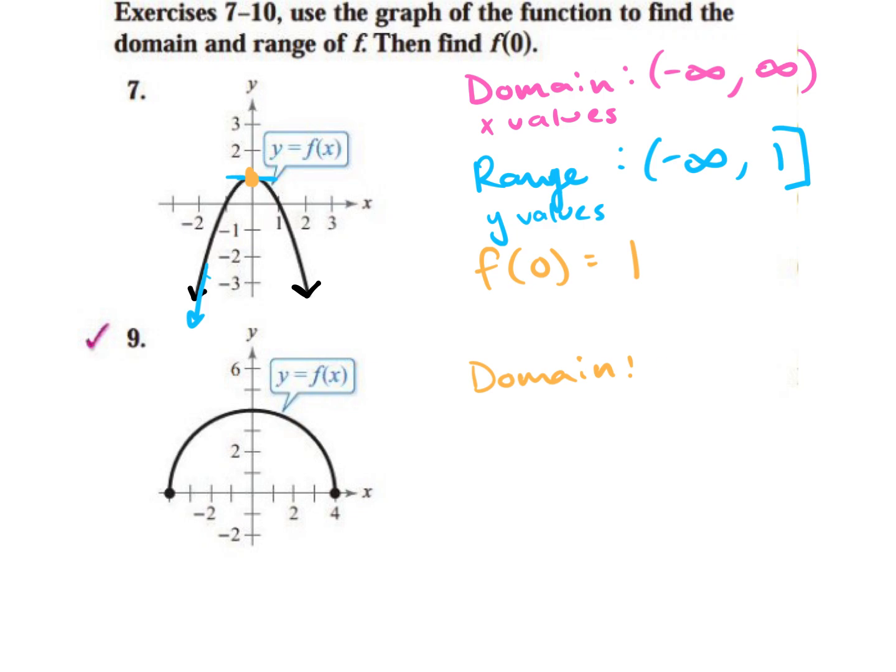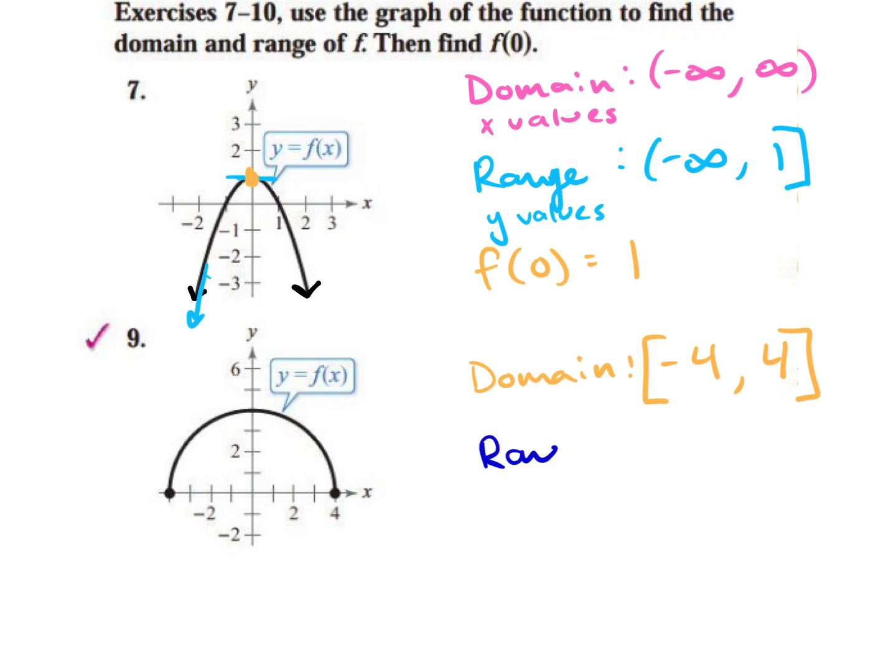-4. Is it an open or closed circle? Closed, so bracket or parentheses? Bracket. What's the largest x value that our graph has? 4. Again, it's a closed circle, so we'd put a bracket.